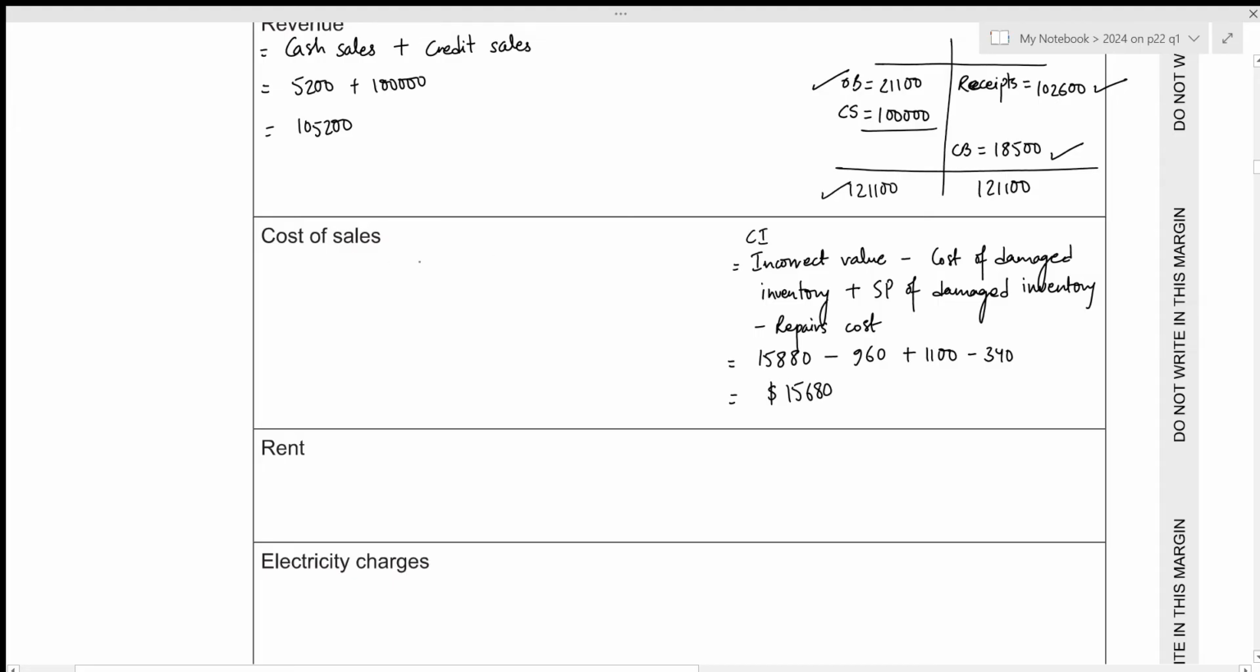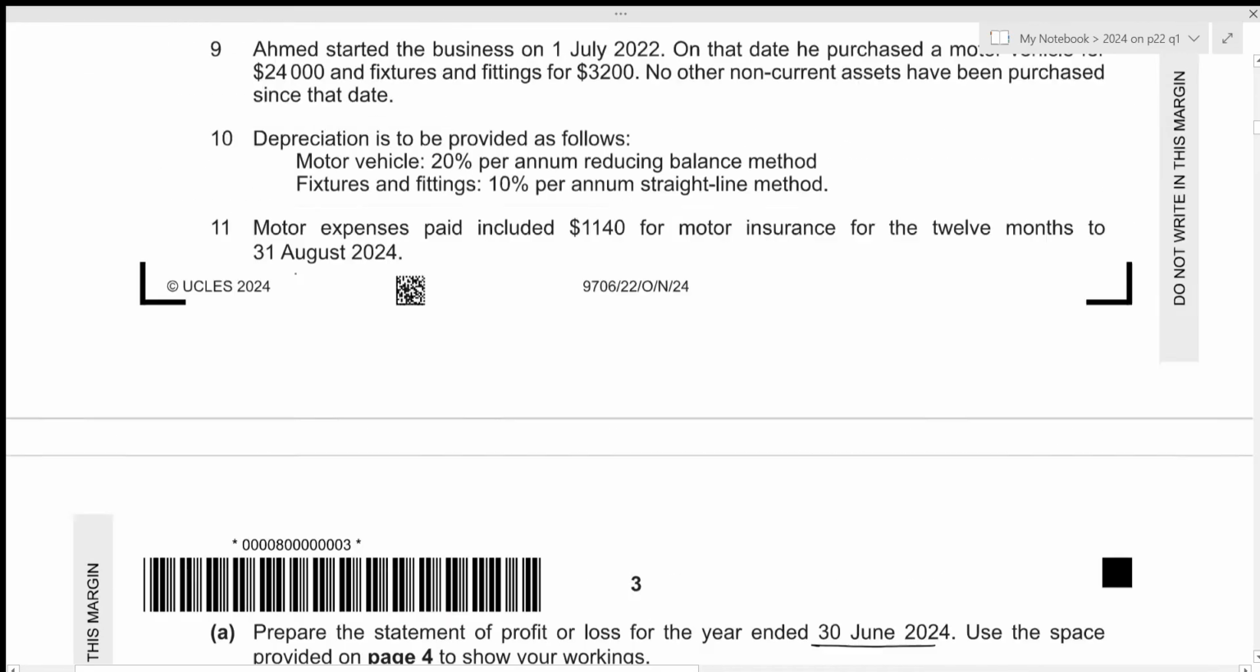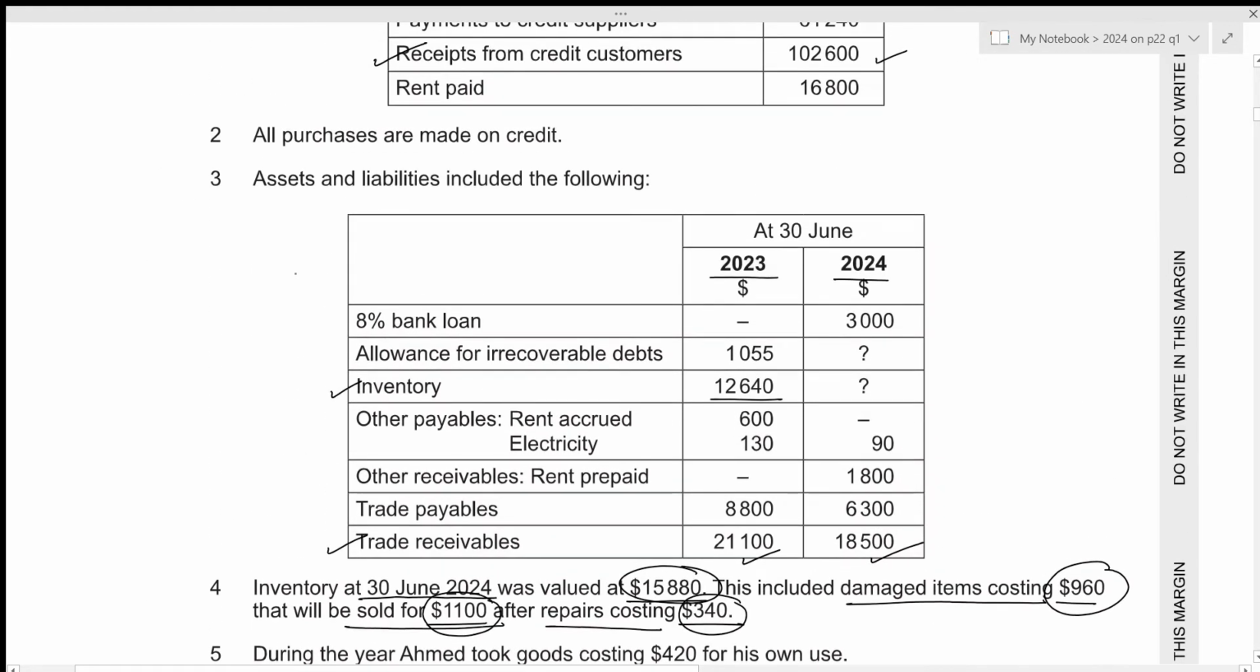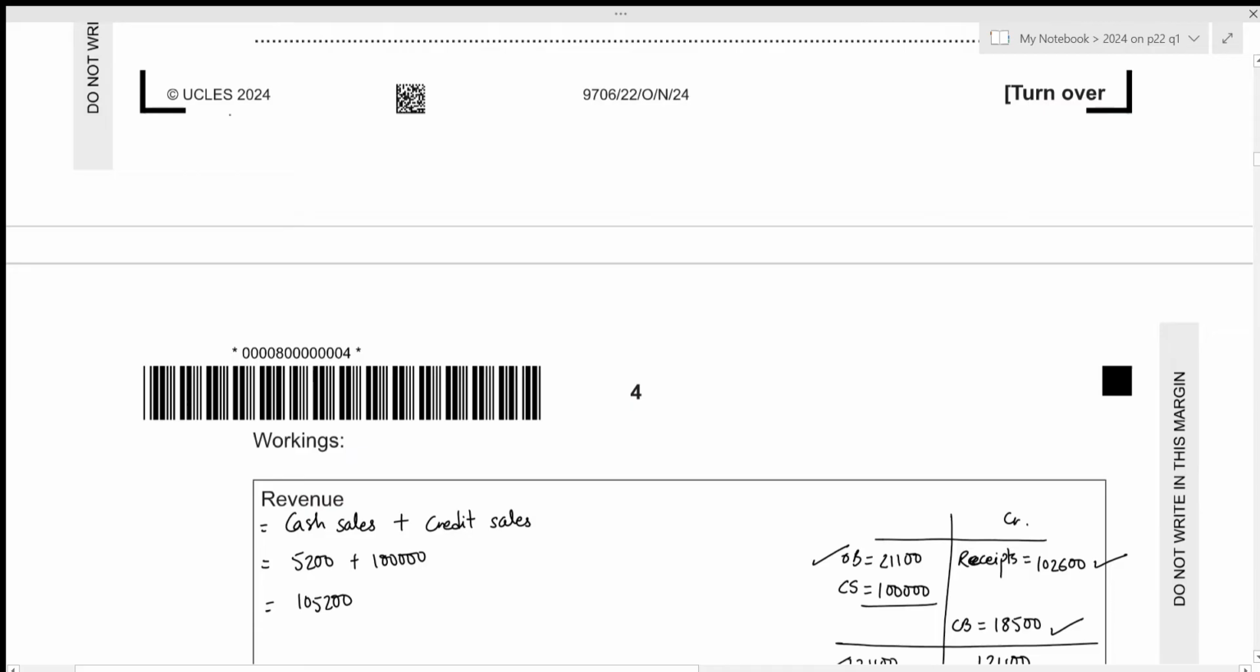Okay. Now for the cost of sales, we also need the value of the purchases. And there was another information given regarding purchases. All purchases are made on credit. So we need to calculate the credit purchases. And whenever we need to calculate the credit purchases, we need to refer back to the purchases ledger control account, similar to what we did when calculating the credit sales. So let's just prepare the format roughly.